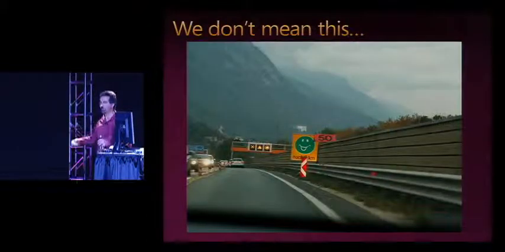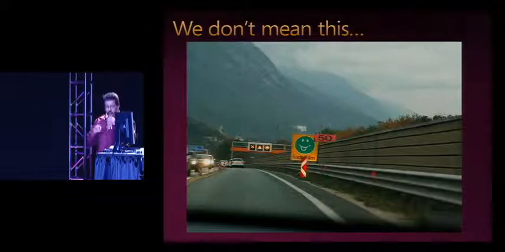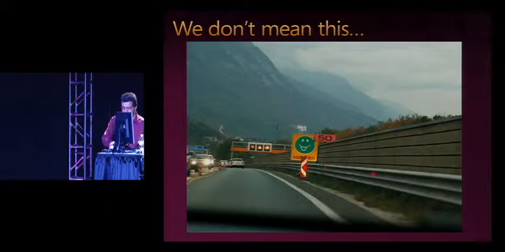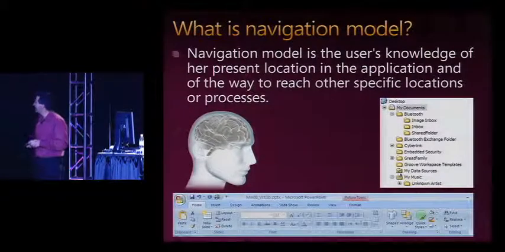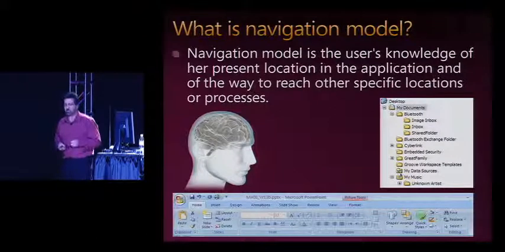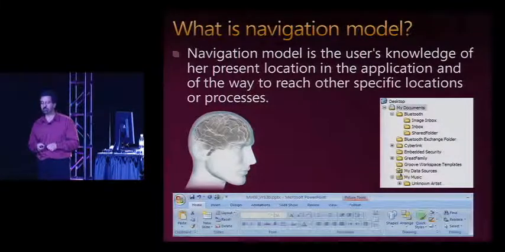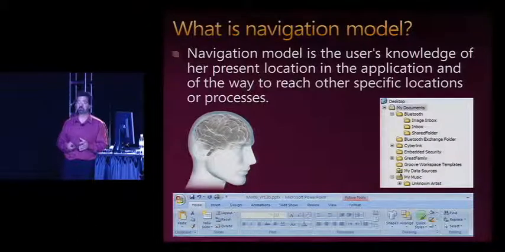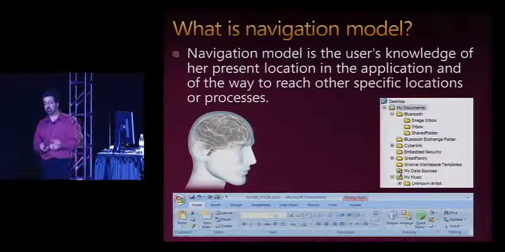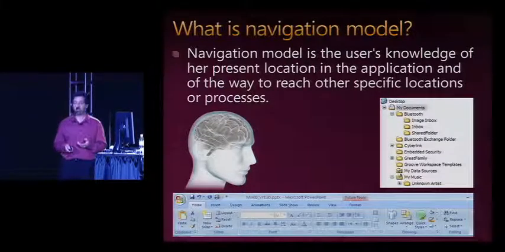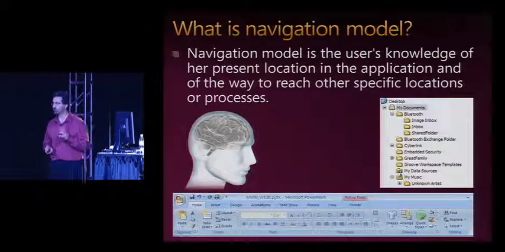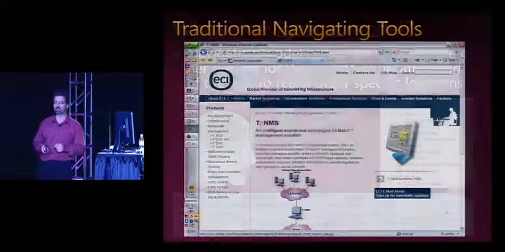Well, I'm not speaking about navigating in your car with the GPS or something like that. I'm speaking about navigating in your application. Navigation model is the user's knowledge of her present location in the application and the way to reach other specific locations. In this slide, you can see two, I would say, traditional navigation aids, the tree and the ribbon. The ribbon is not so traditional, but I would call it a traditional navigation aid.